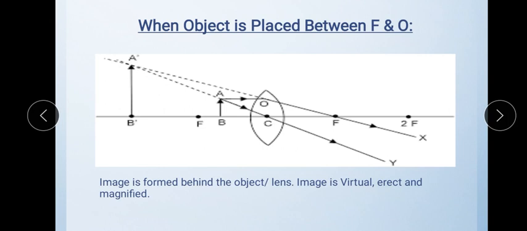So the nature of the image when the object is placed between f and the center of the lens, it will be virtual, it will be magnified or larger, and it will be erect. So a question can be asked: when will the image be erect and virtual in a convex lens? The answer is when the object is placed between f and the center of the lens, then the image will be virtual, erect and larger in size than the object.